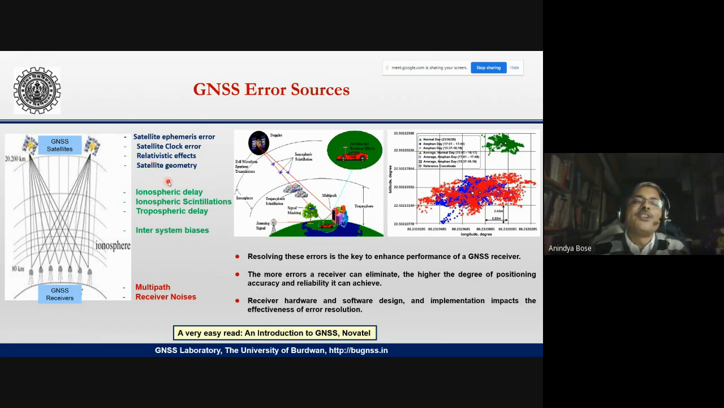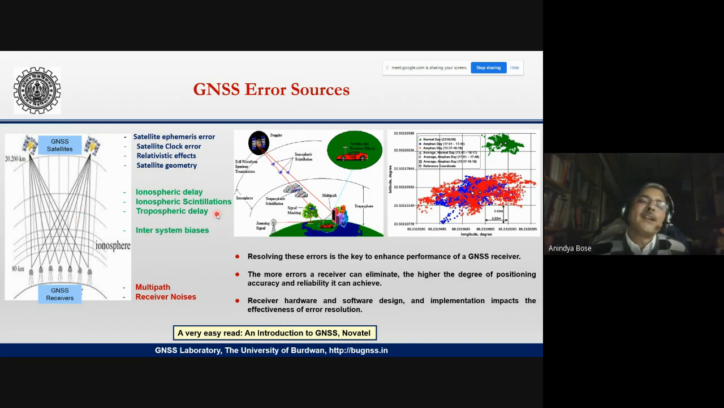And the fourth is satellite geometry. Satellite geometry means how the satellites are scattered over the sky. The more scattered the satellites, the better. But nowadays, because there are so many satellites, the satellite geometry is not a big headache for us.